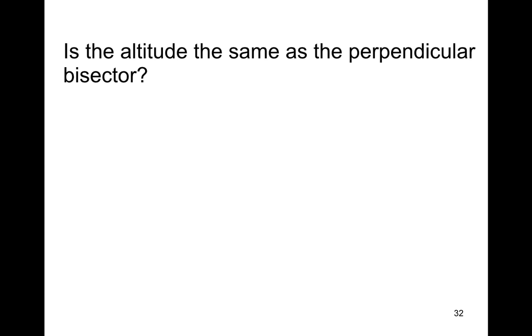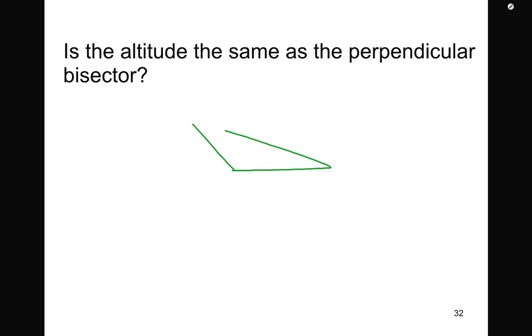Is the altitude the same as the perpendicular bisector? Now think about this last one you did. If you have an altitude that is out here, is that bisecting the side of the triangle? Not at all, because it's not even touching it. So a perpendicular bisector would be one that would be like going here. This would be your perpendicular bisector. The altitude is not the same. Again, in a certain triangle, it could be the same, but in general, it is not. The altitude has to connect to a vertex of the triangle. The perpendicular bisector does not.